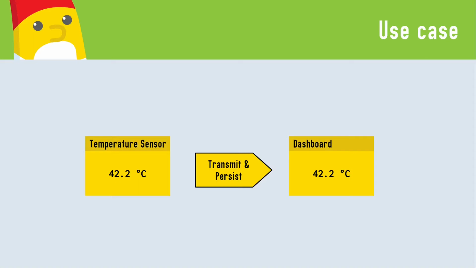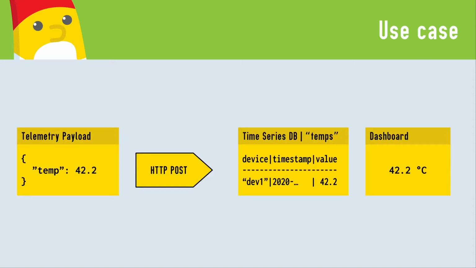We have devices with a temperature sensor distributed throughout the world, and we want to build a dashboard showing that temperature information. That means we must transmit the data to some central location and store it there. So a more technical view might look like this.